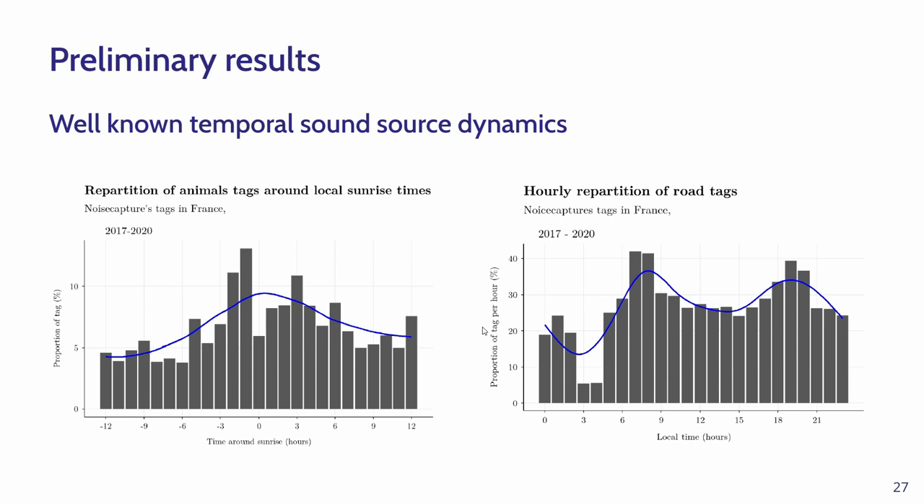The other dynamic we looked at was the repartition proportion of tags about road noise, in local time. We can see there is a peak in the morning around 7 and 8, and in the evening between 6 and 8 p.m. This can be related to commuting. So with road noise we see mostly people commuting in the morning to their workplace and back in the evening.